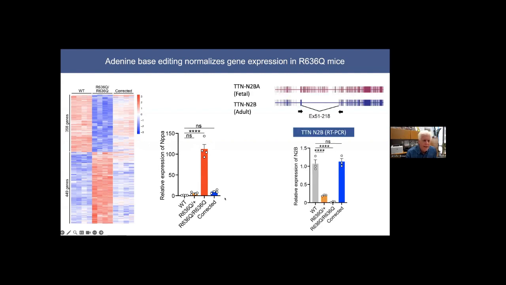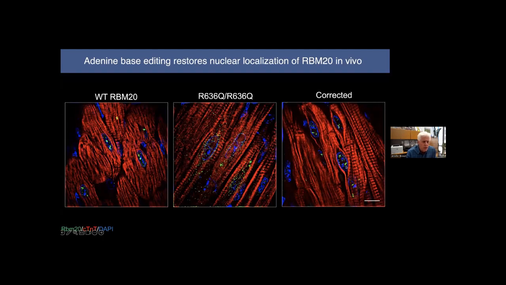And I told you that titin is probably the most important target for splicing by RBM20. And here you can see that the adult isoform of titin is expressed in the heart. In the mutant, the adult isoform is extinguished, and upon correction, the adult isoform is returned to normal levels of expression. Here you can see the histological consequences of this mutation and its correction.